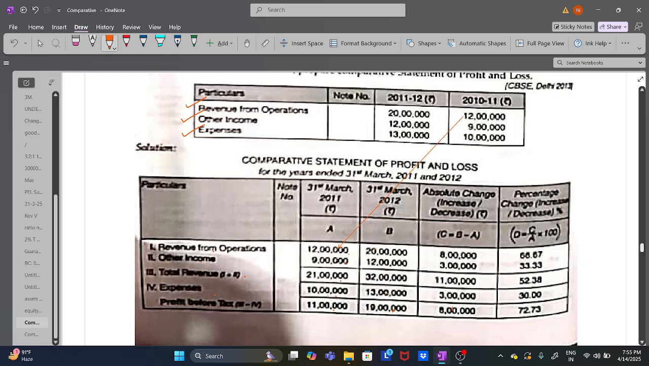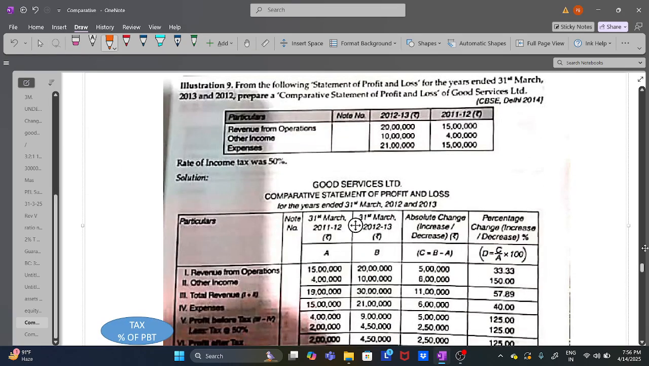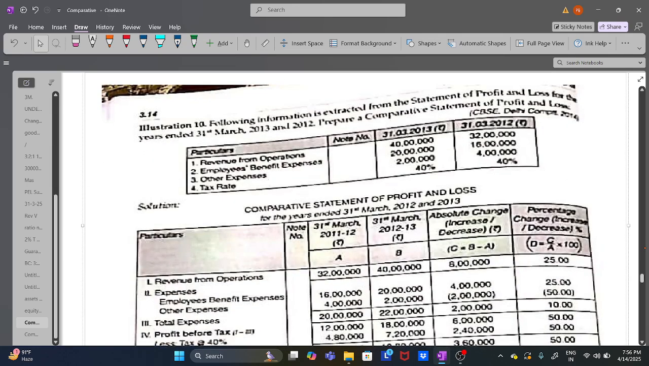If tax percent here was 50%, here I would have put 5 lakh 50,000. Here 19 would have been 9 lakh 50,000. So there's an increase of 4 lakh. And I would have calculated tax at 50%, and the remaining would have been profit after tax. The same amount would have come in that case, and the percentages would also have come out the same. Another example, here there is no other income. Another example, here tax rate is there. So these examples will be shared with you in class.